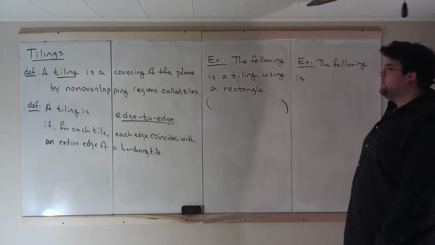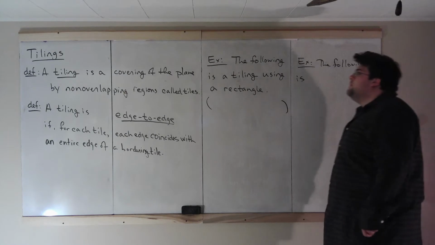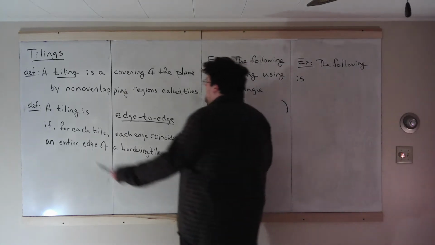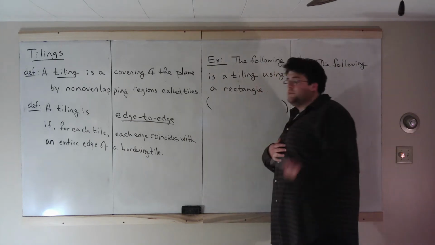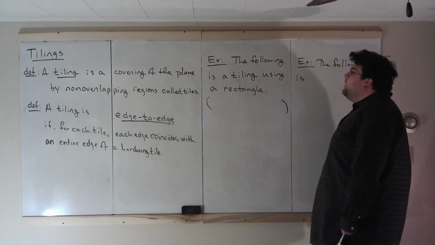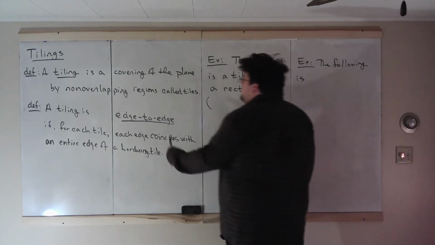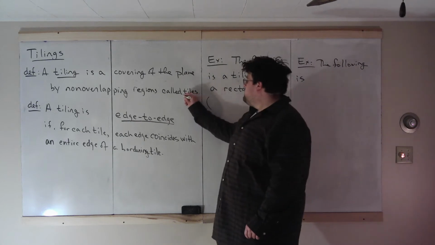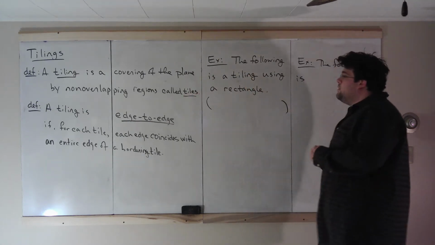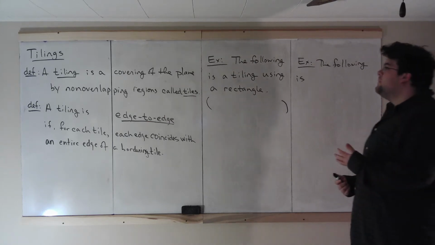Next thing we're going to discuss are tilings. First, we'll define a tiling. A tiling is a covering of the plane, the two-dimensional plane, the Cartesian plane you can think of, by non-overlapping regions, which we call tiles. They can't overlap. So a tiling just covers the plane without overlapping.